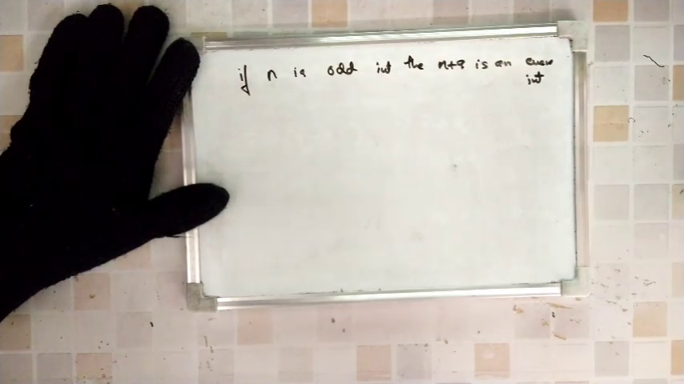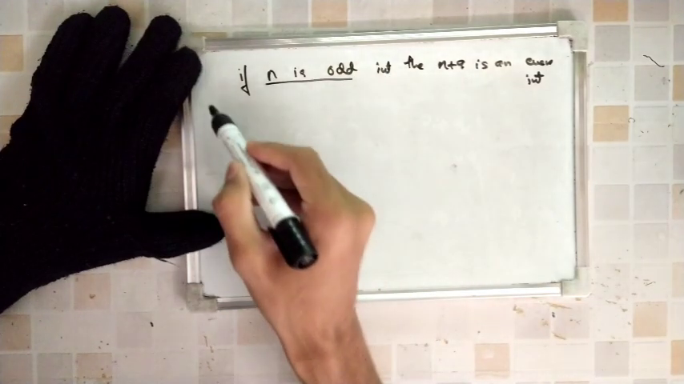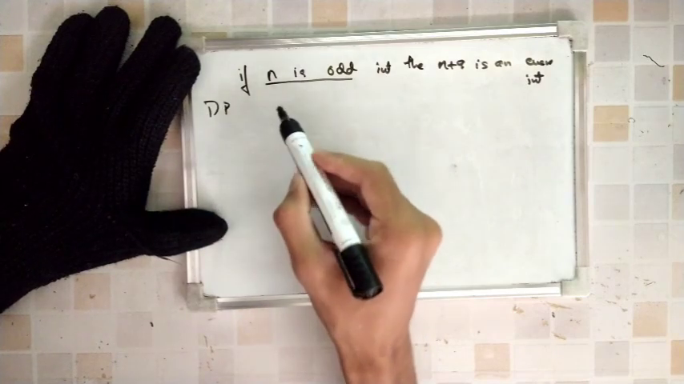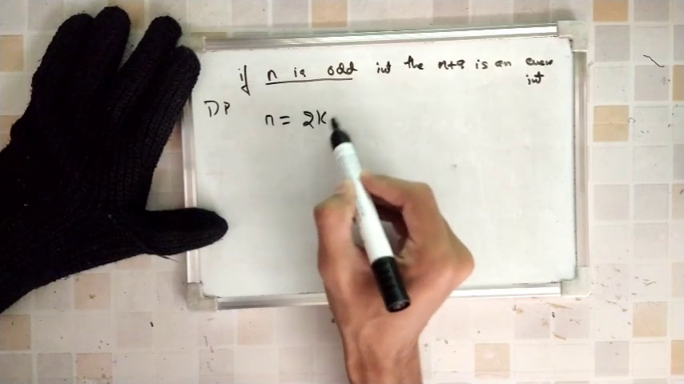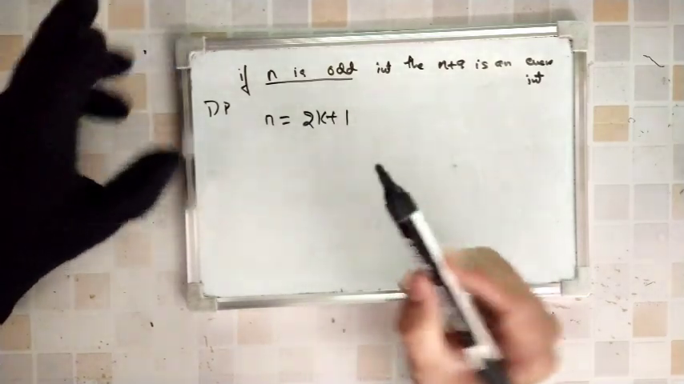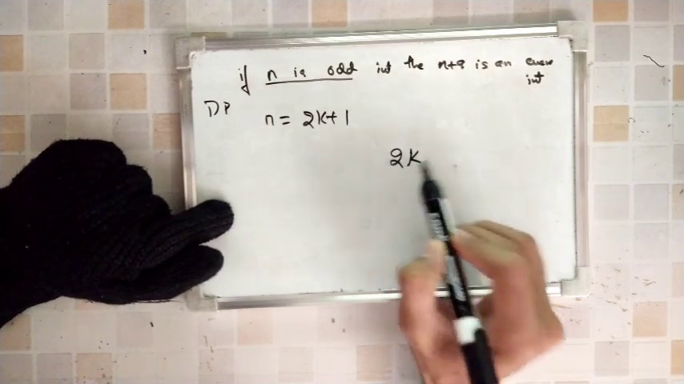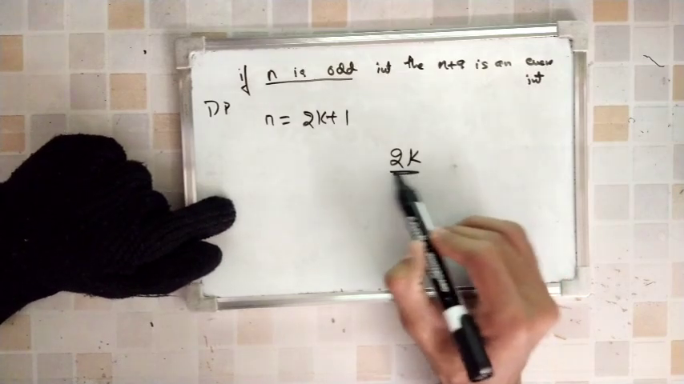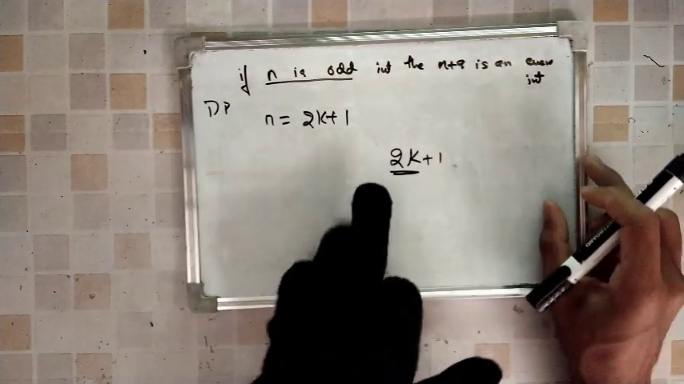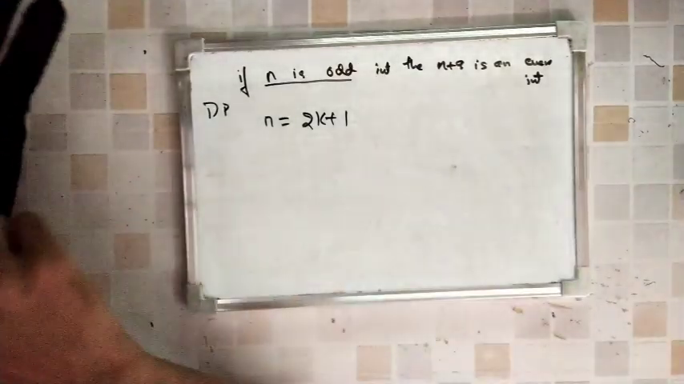So, direct proof. First, we assume that n is an odd integer. If n is odd, then n equals 2k plus 1. How do I write this? For any number k, for it to be even I simply multiply it by 2, since 2 times any number is even. Since this number is even, if I add 1, even plus 1 is an odd number. You understood, right? So I write n equals 2k plus 1 for some integer k.